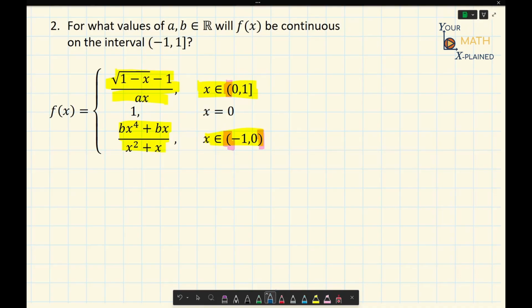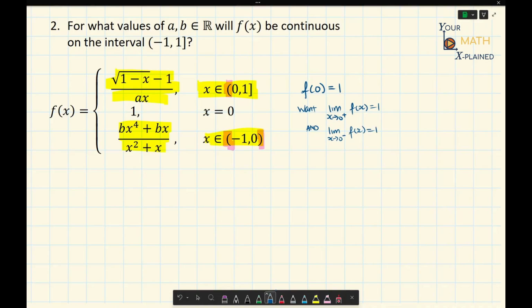So here we can see that f of 0 is equal to 1. And in order for our function f of x to be continuous at x equals 0, we want the limit as x approaches 0 from the right side of our function to be equal to 1, and we want the limit as x approaches 0 from the left-hand side of our function to also be equal to 1.